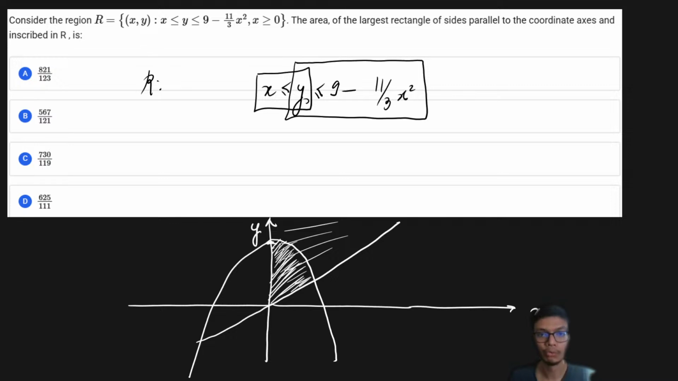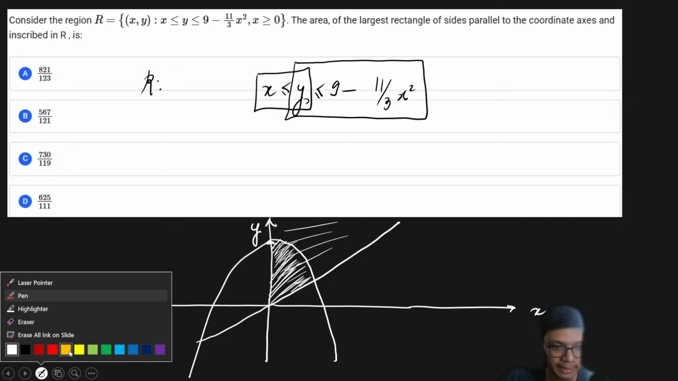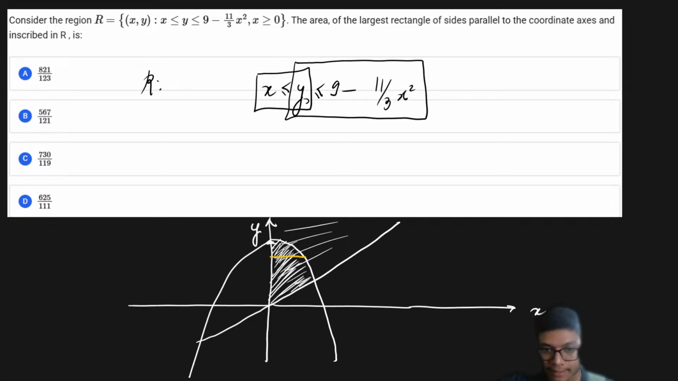Now we have to put inside it the largest rectangle with sides parallel to the coordinate axes. That is only possible if I take a rectangle this way. Let me take a different color. If I take a rectangle like this, it is going to be parallel to the coordinate axes, as well as have the maximum area. I hope this is clear, right?